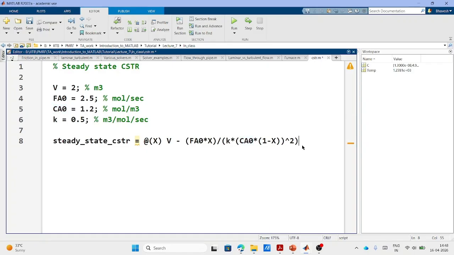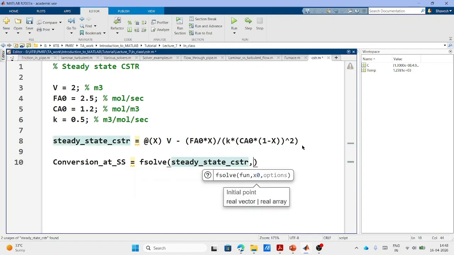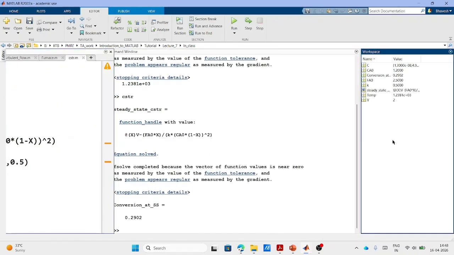Okay, so this is one thing. This is my CSTR function. Now I have to find the conversion at steady state, which is equal to fsolve. I can call my function, steady state CSTR. Some initial value we have to provide. I don't know the value, so right now I'm providing the value of 0.5, and let's run it and see what kind of solution we get.